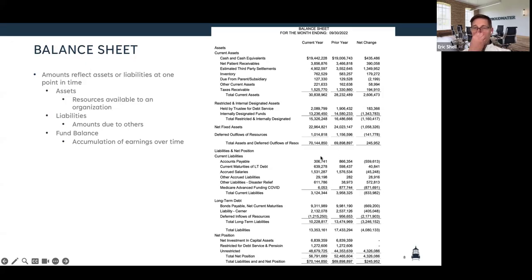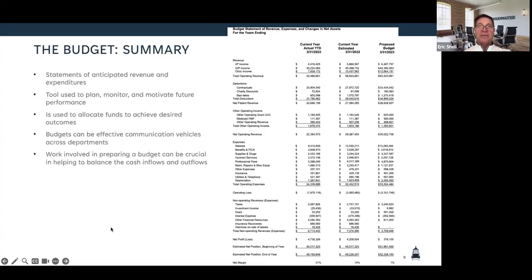And then we have liabilities, what we owe to people. In current, we've got about $3 million we owe. Long term, we've got some long-term debt, about 10 million. So total liabilities of 13 million. The difference between essentially what we have available to us and what we owe is accumulation of earnings over time, or net position. As of, in this case, September 30th, 2022, our two primary financial statements are the balance sheet and the income statement.